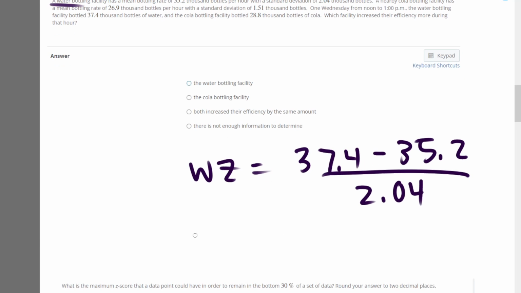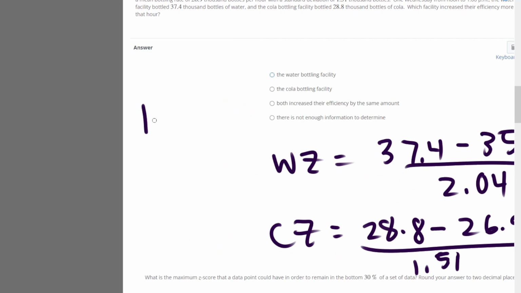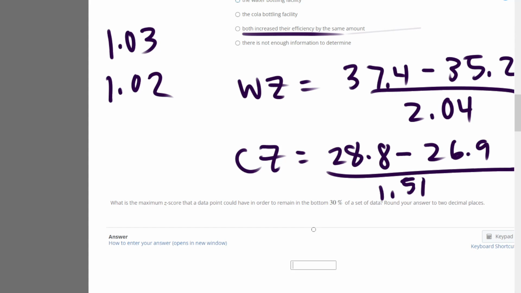And then for the cola z-score, we would take 28.8 minus 26.9 and divide by 1.51. And then whoever has the biggest score would be the winner. Now, I do want to say that if it's something like 0.13 and 0.12, Hawks is going to say that they're pretty much the same.